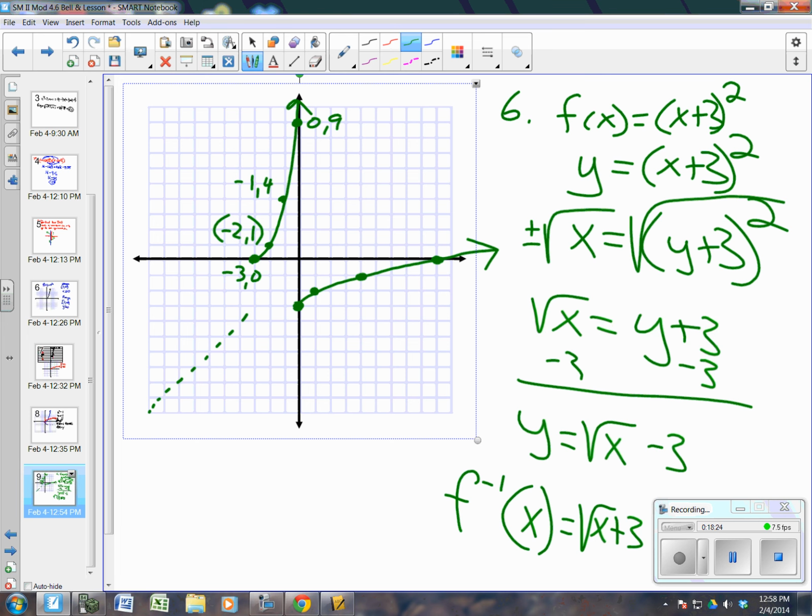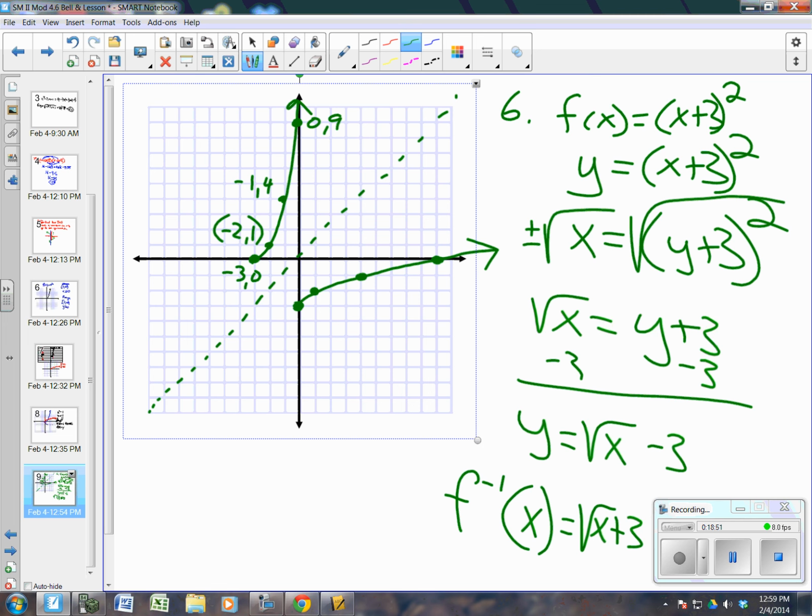Are they reflections over this line y equals x right here? Do they reflect over that line? Perfectly, okay? That's what we are doing. Okay, now the very last one, number 7, is a cubic function. We have never graphed a cubic function in this class this year. I know that these two did in their other class because she teaches it at the first of the year.